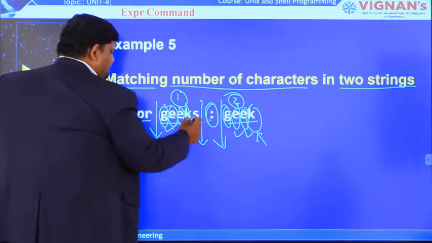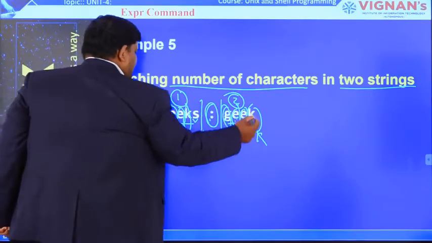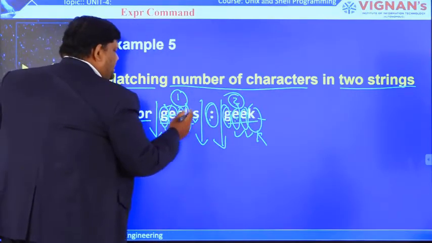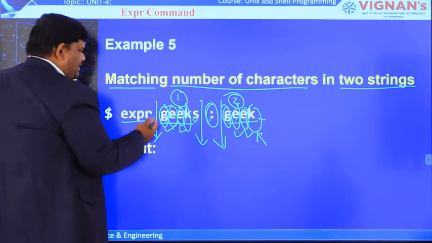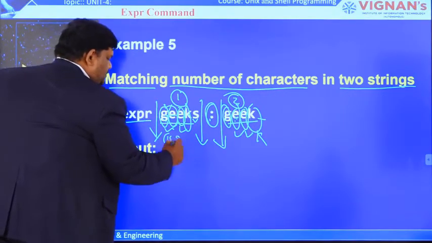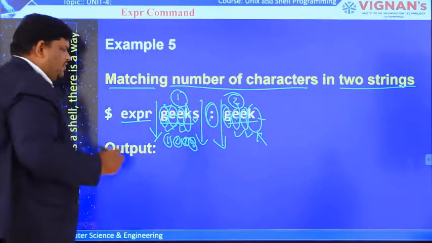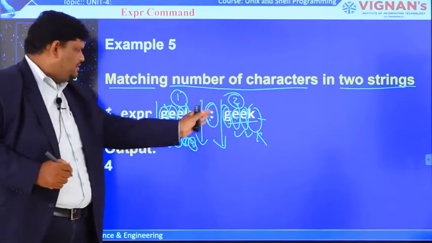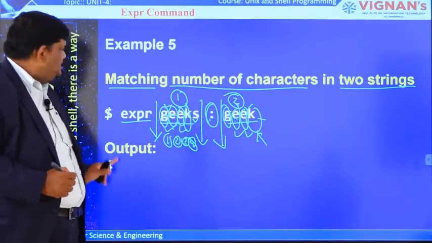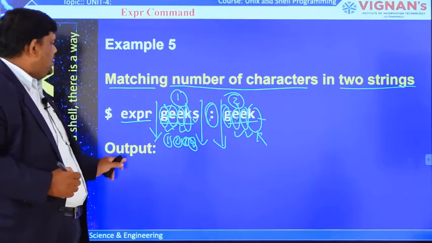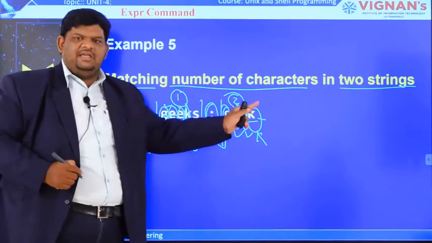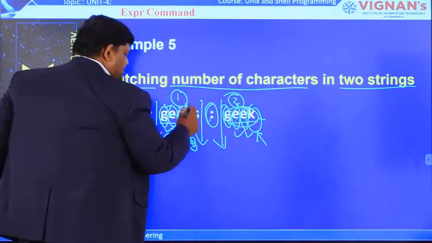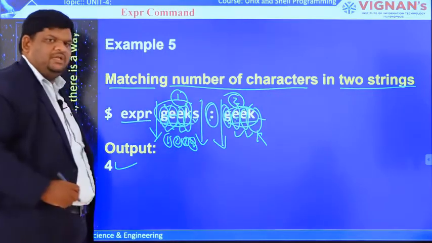While coming to the fifth character in the first string, S is there. In the second string there is no fifth character. That means some difference happens. So until that point, it evaluates how many characters are the same. So 1, 2, 3, 4. So 4 characters of string 1 match the 4 characters of string 2. So the output is 4. In this way, with the help of the expr command, it gives the output of the matching number of characters in two strings. These 4 characters are the same, that's why the output is 4.